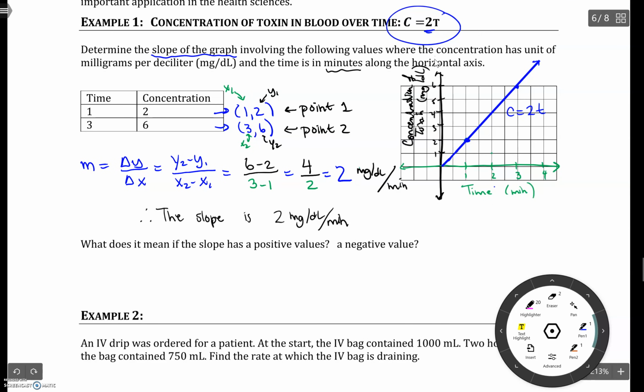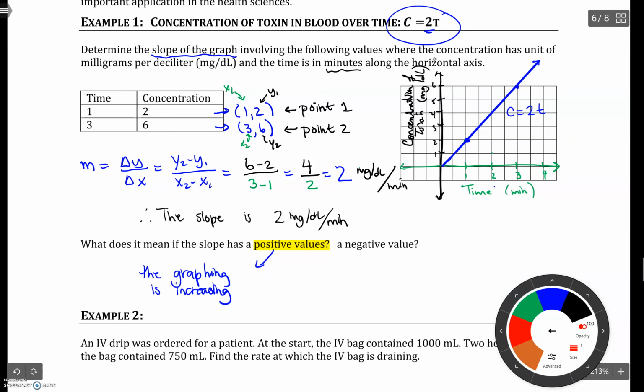As far as what it means, if slope has a positive value, then the graph is increasing as we move to the right. We read graphs the same way that we read text. We read them from left to right, and so we can see with a positive slope, the graph is increasing. And if it has a negative slope, then the graph is decreasing.